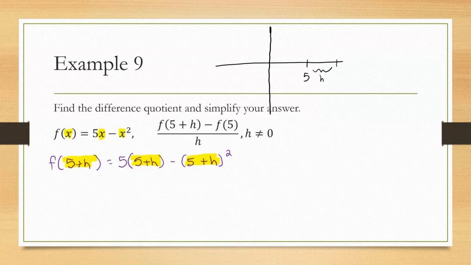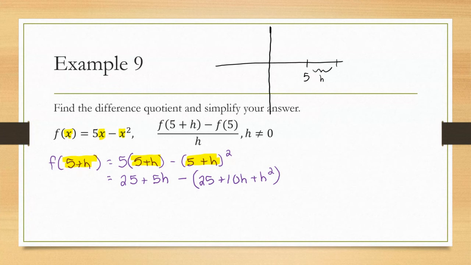Now I need to simplify this as much as possible because that will make it easier. So first, I'm going to distribute the 5 times the 5 plus h. So that's 25 plus 5h. And now I'm going to square 5 plus h. So that is the square of a binomial. We have a shortcut for that. Otherwise, you can go through the FOIL process, and you will get 25 plus 10h plus h squared. So I will leave you to verify that on your own.